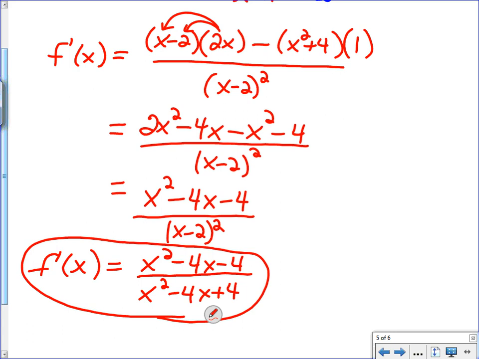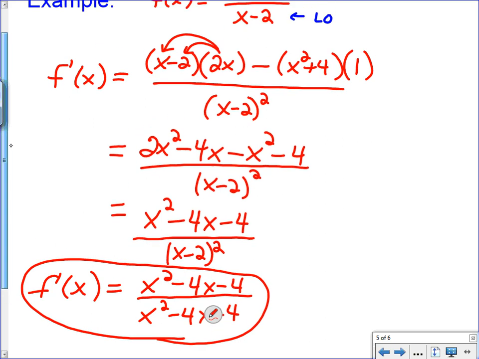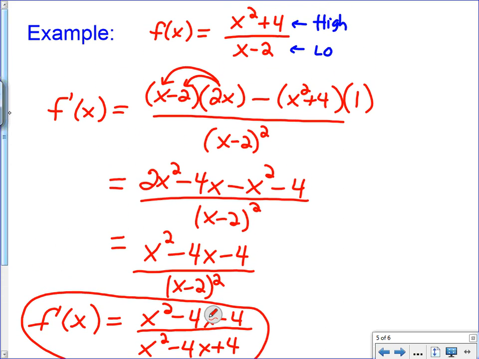Okay, so we're going to practice this more in class tomorrow. For tonight, just really study these rules, okay? Because you will definitely need to know them.